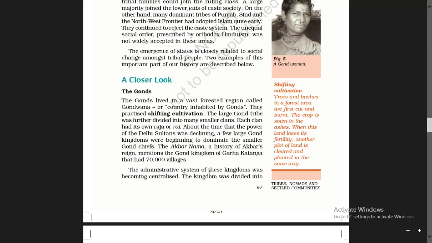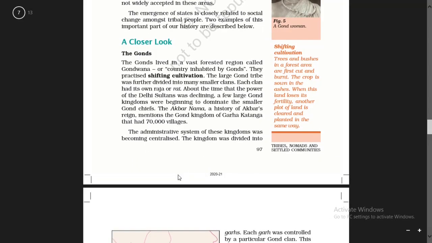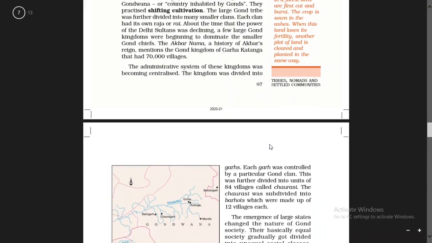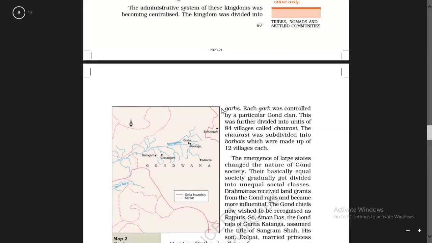The administrative system of these kingdoms was becoming centralized. Centralized means concentrated under a single authority. The kingdom was divided into Garhs. Each Garh was controlled by a particular Gond clan.